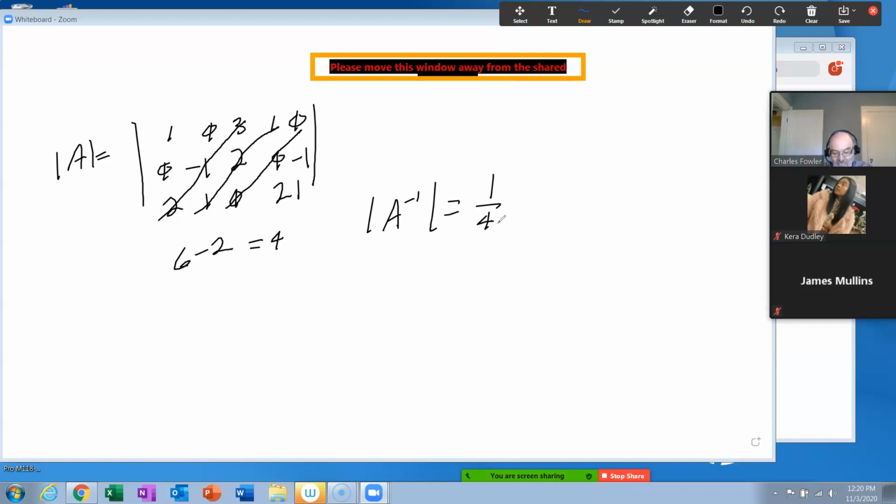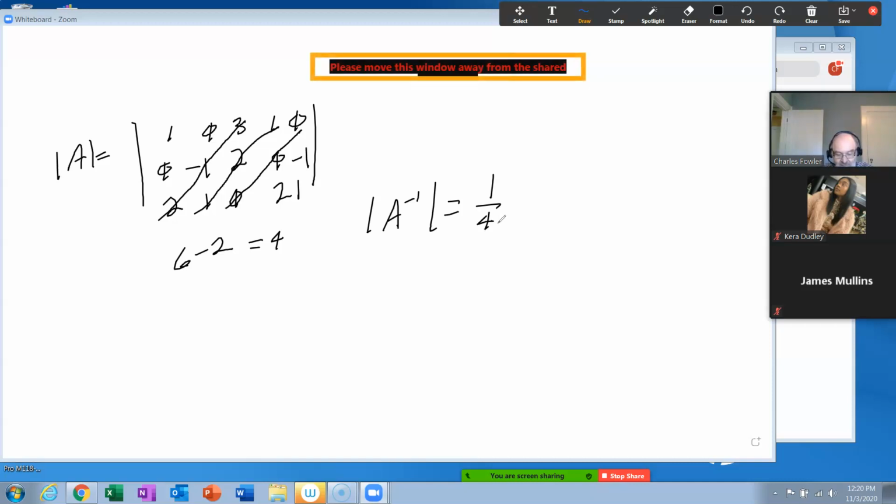So I did it the very easy way. First determine the determinant of A, because that's fairly straightforward, with lots of zeros in it. Since we don't need to know the inverse of A, we just need its determinant, then just do 1 over that.